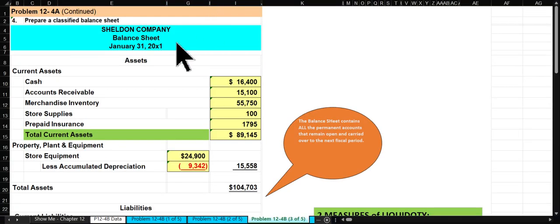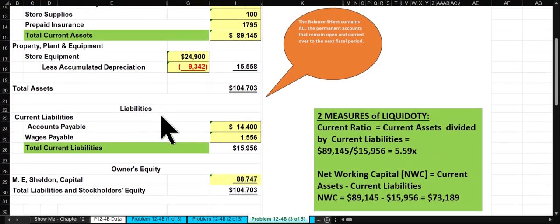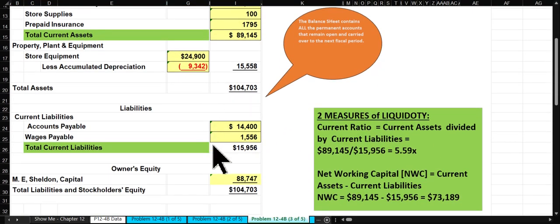Here is the third of our major financial statements. This is the balance sheet. And unlike the other two that are for intervals, this is for a specific date. So on January 31st, what were the assets or resources of the business, and what were the claims against those resources? Claims by outsiders, claims by the owner.